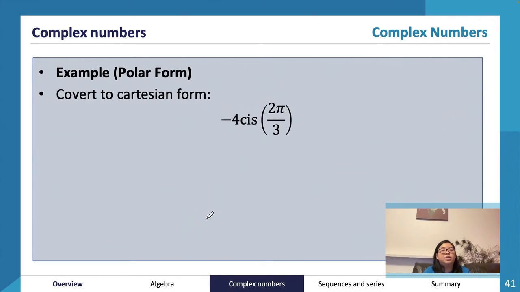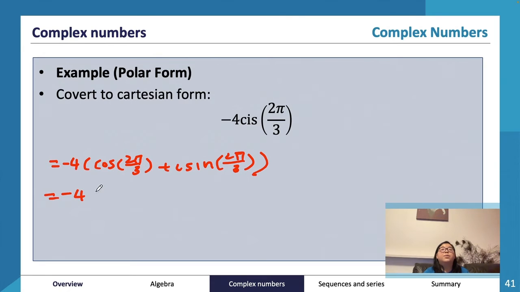Alrighty, okay. So now let's talk about going in the other direction, and I think the other direction is actually a bit simpler because you don't really need to break it up. It goes sequentially down rather than having to break it apart and then put it back together. So what we can do here is essentially just rewrite this as negative 4 cos 2 pi on 3 plus i sine 2 pi on 3. And then we're going to get negative 4.